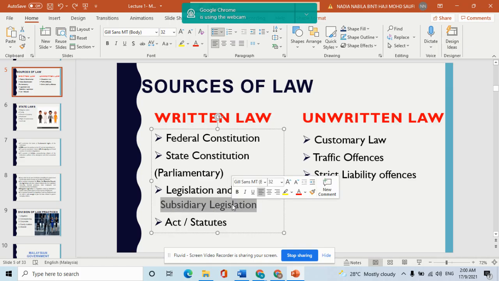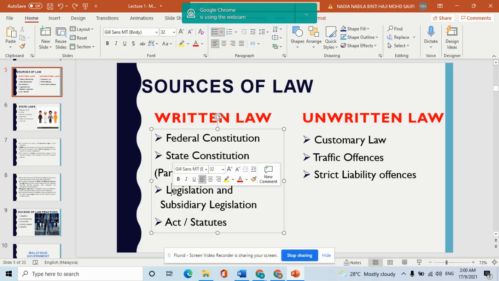Whatever we have in subsidiary legislation would be adapted from the parent legislation, and adopted by the subsidiary legislation in order to verify the legislation. Next is acts and statutes. Acts, and other statutes. Statutes would be ordinances as well. Let me include ordinances here as well.